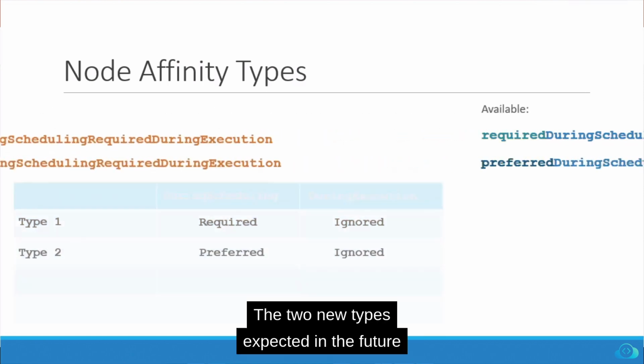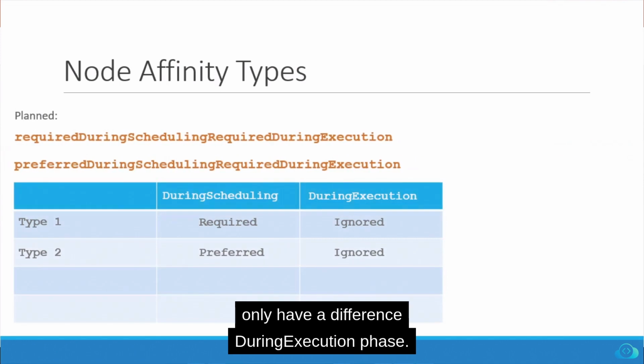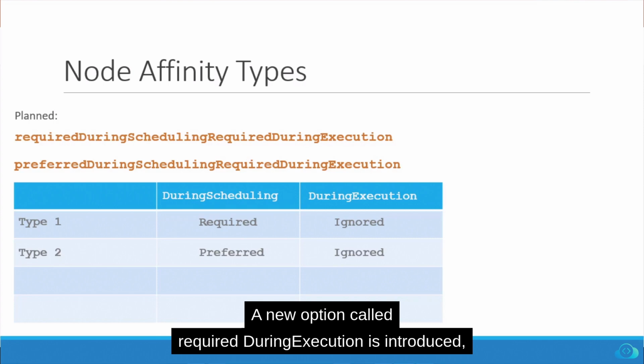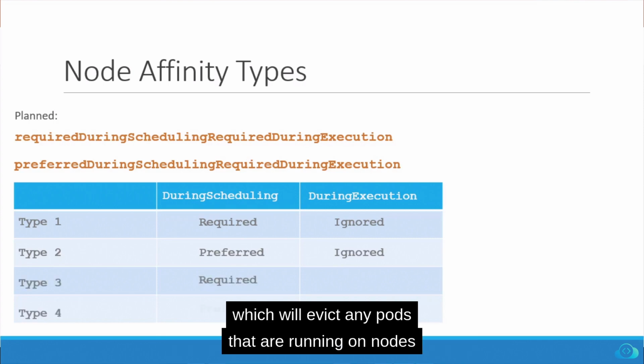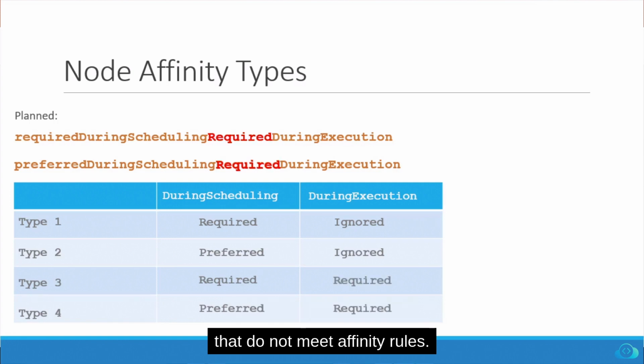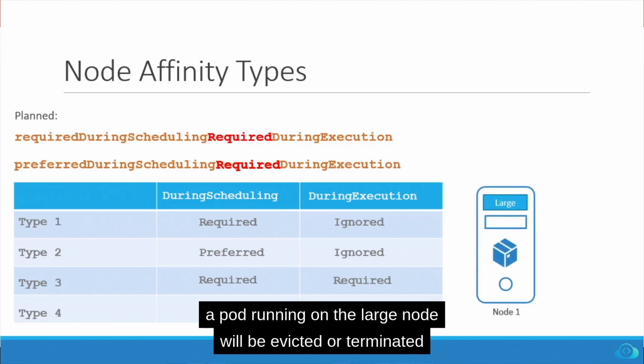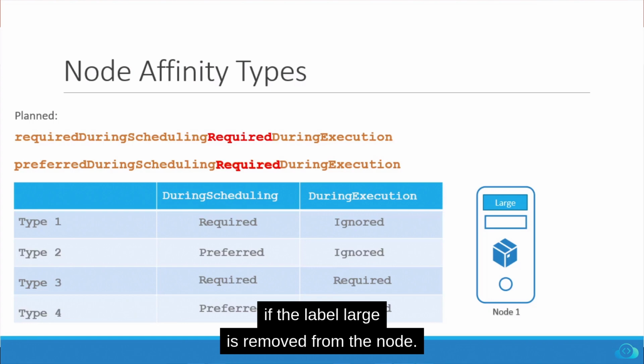The 2 new types expected in the future only have a difference in the during execution phase. A new option called required during execution is introduced, which will evict any pods that are running on nodes that do not meet affinity rules. In the earlier example, a pod running on the large node will be evicted or terminated if the label large is removed from the node.